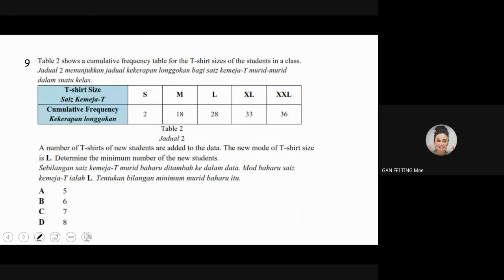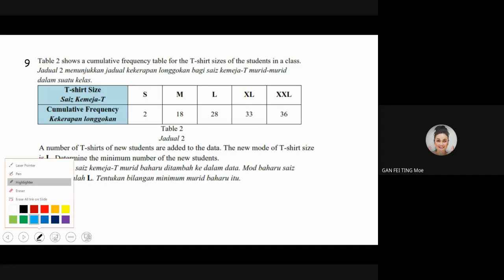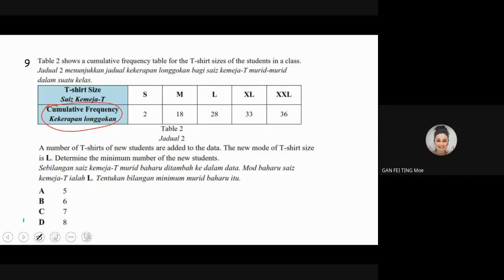Okay, this is also a very interesting question. This is under statistics. This is much easier compared to just now. Just now, that question had lots of words. Table 2 shows a cumulative frequency table of the t-shirt sizes of students in a class. The t-shirt sizes given to you are S, M, L, XL, and XXL. The keyword here is cumulative. Highlight the keyword here, cumulative. Kekerapan longgokan.